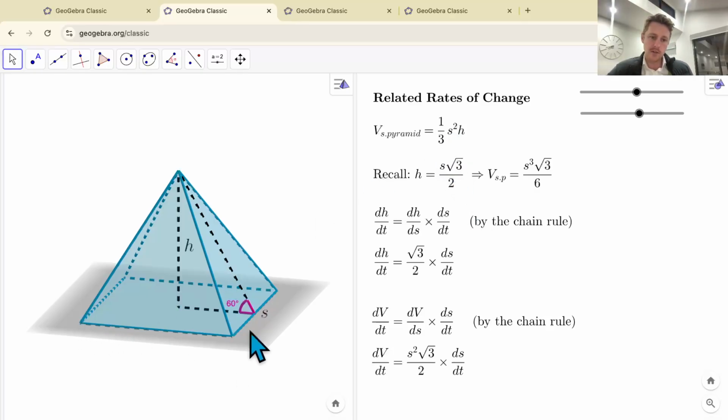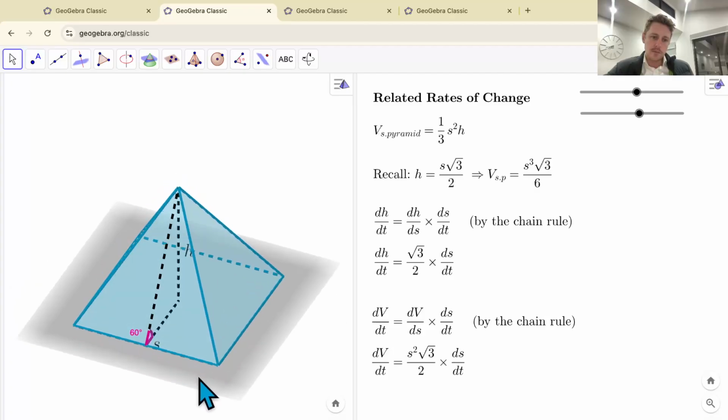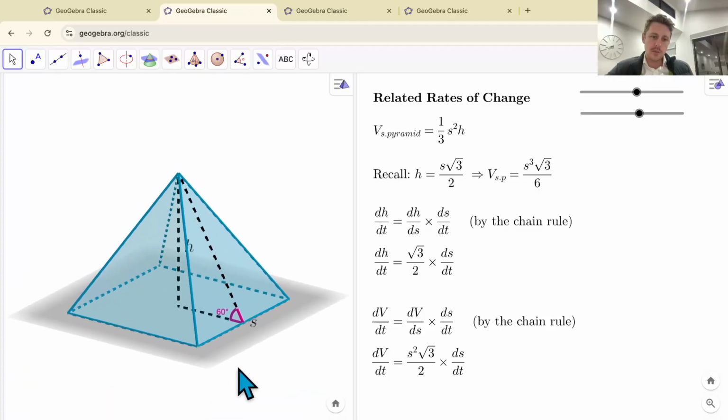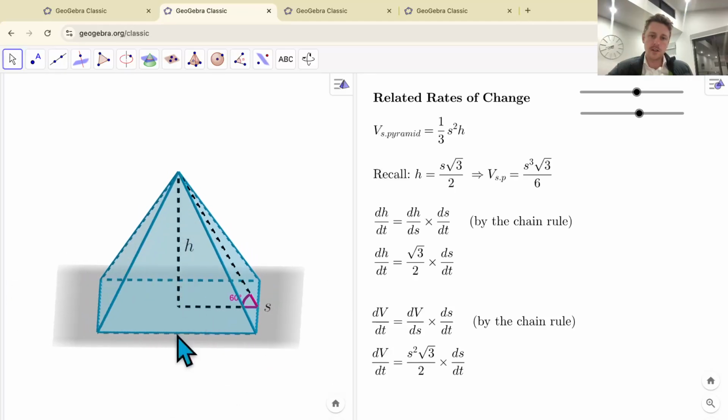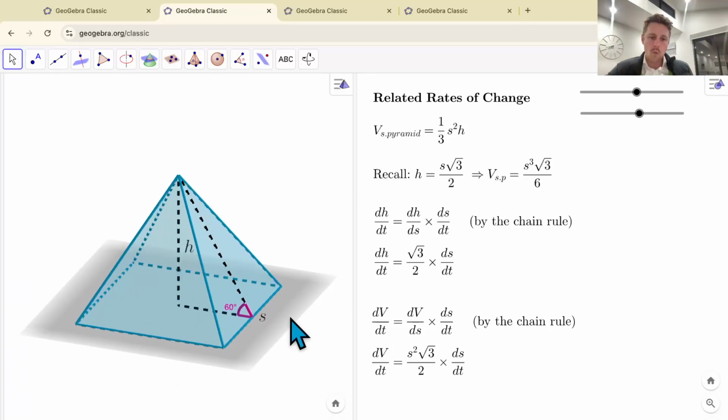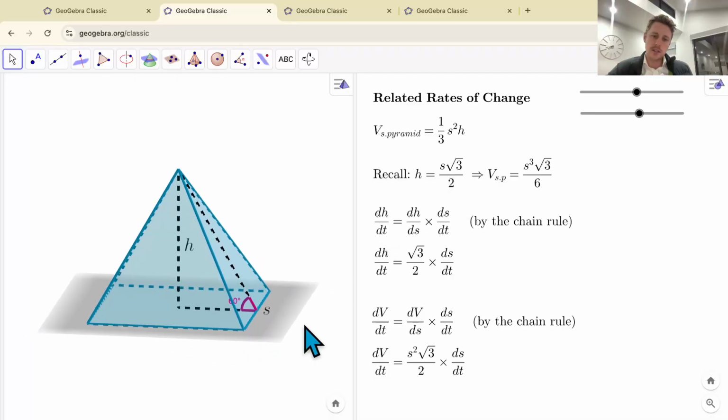S squared is the area of the base, right? That is a square-based pyramid, so that's the area of the base. And H is the perpendicular height, so that's that height there. And recall that H equals S root 3 on 2, just from before, right? So we can now write the volume of the square-based pyramid in terms of S only. So if we change this H to be equal to this business, then the volume of the square-based pyramid in terms of S is S cubed root 3 on 6.